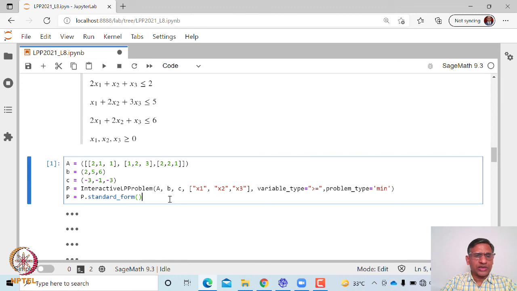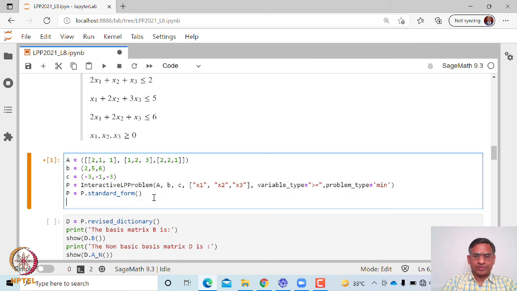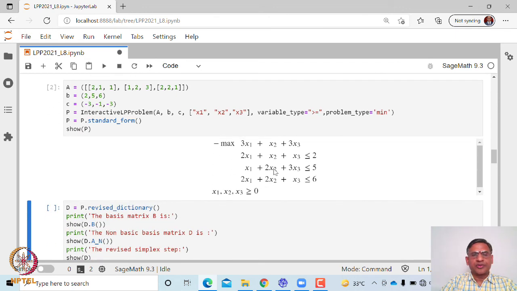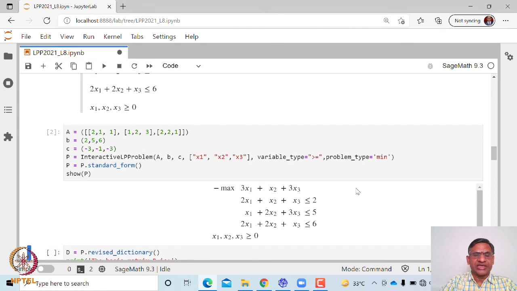So now let us look at what this problem P is. Let me ask it to show what P is. That's the problem. Though we wrote it here as minimization type, it looks at the problem as a maximization problem in standard form with all less than or equal to signs. Right. So that's the problem.